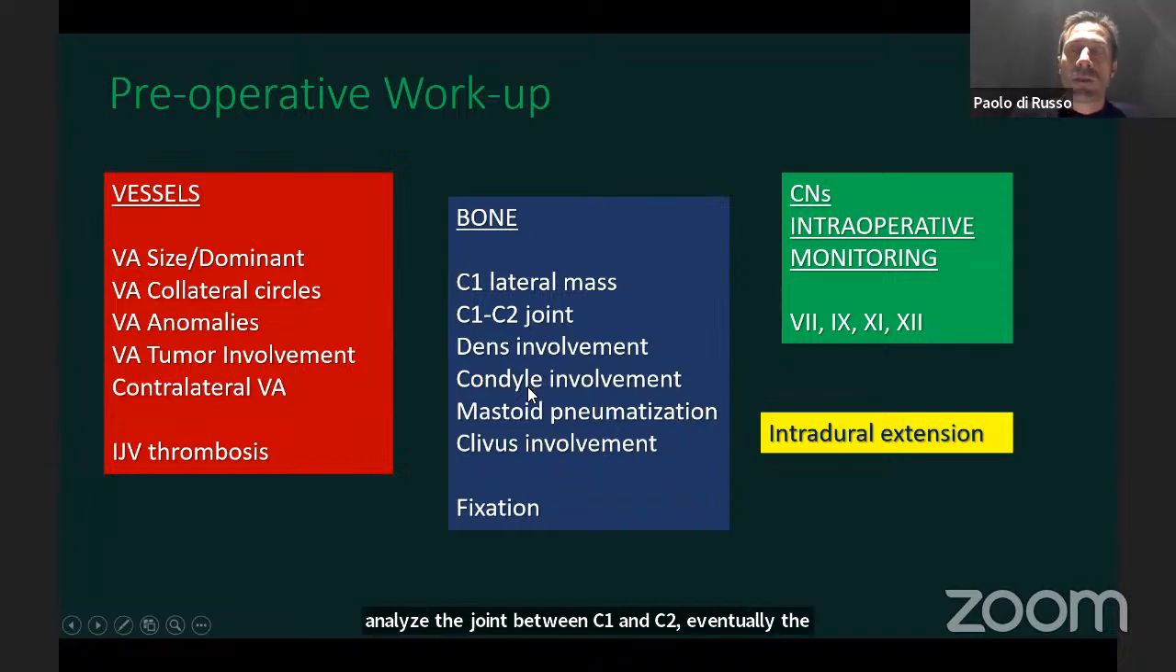If you need to combine with the mastoidectomy, you want to know the mastoid pneumatization, eventually the ventral involvement of the clivus. So after that, you can be aware before going for tumor resection of the necessity of an eventual fixation. Intraoperative monitoring is really important in an approach like this to monitor not only the nerves that are clearly on the surgical field, like the 11 nerve and 12 nerve, but also those that are a little bit more anterior or deep, like the 7 and 9, to be sure you don't injure them while you're preparing the approach.